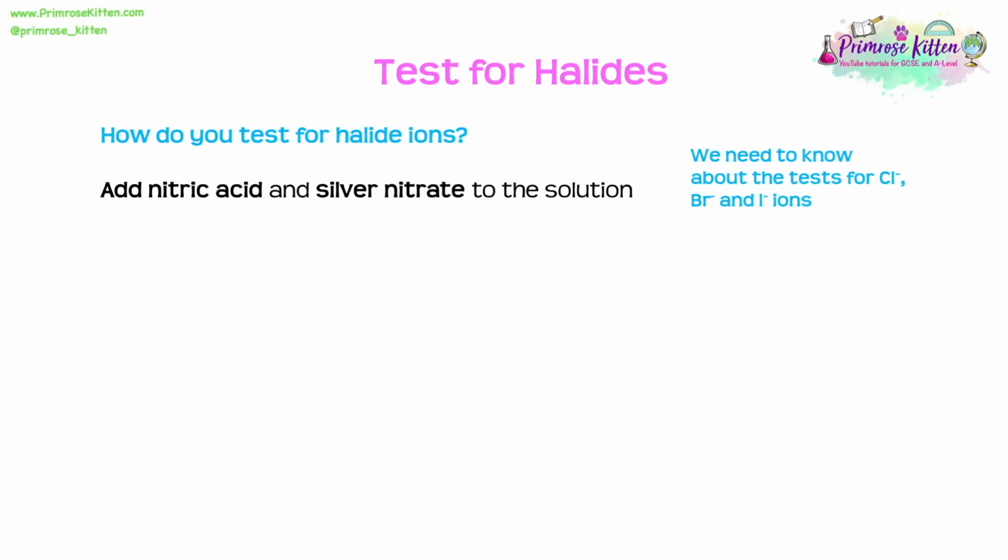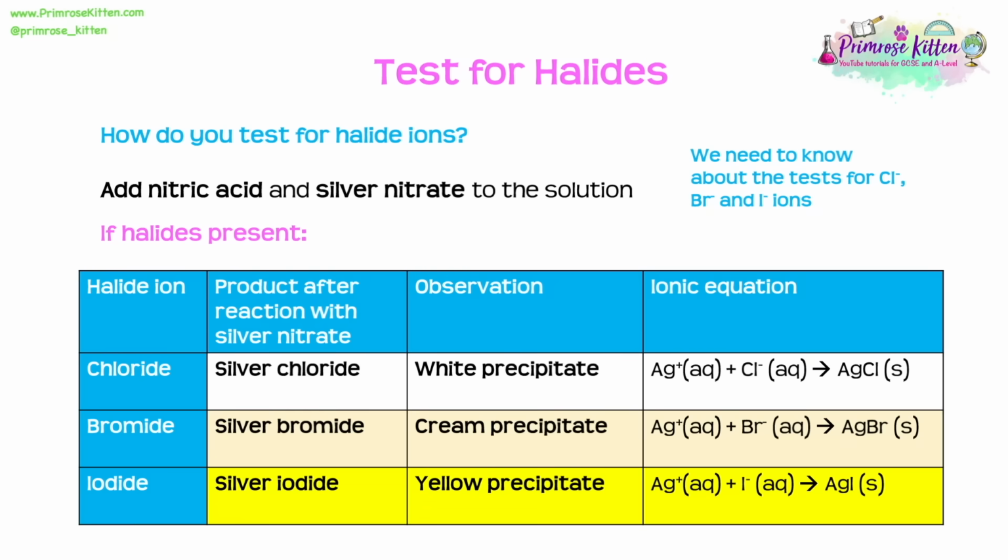To test for these ions, we have to first add nitric acid and then add silver nitrate to our solution. Now, if those halide ions are present, we're going to get a different precipitate formed, dependent on the halide. If chloride ions were present, they would react with silver nitrate to form silver chloride. This is a white precipitate.